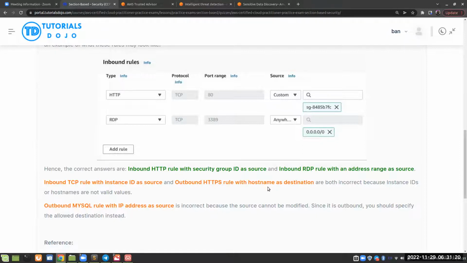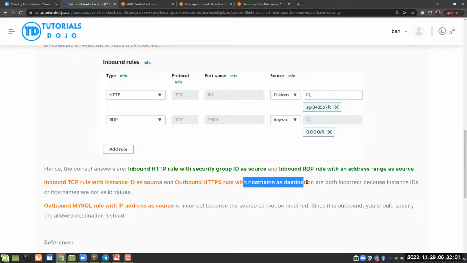And then the other ones are wrong. Inbound TCP rule with instance ID is incorrect. Instance ID or host names are not valid values. So you cannot use an instance ID as a source. The only source you can have is security group ID, right? Or address range. So keep that in mind. If you see a question talking about a source and it's not talking about a security group ID or address range, like in this case, instance ID as source is incorrect.